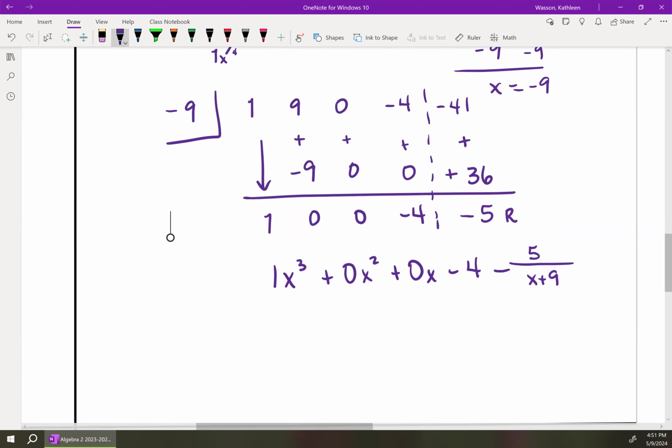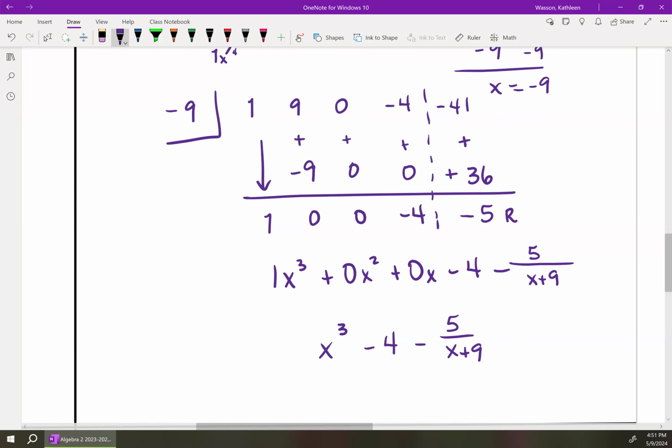It's not necessary to write the zeros in. You can, or you can also not write the zeros. This is equivalent to x to the third minus 4 minus 5 over x plus 9. Either way you write your answer is correct.